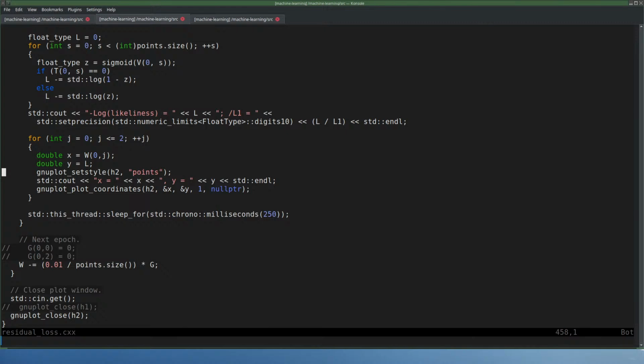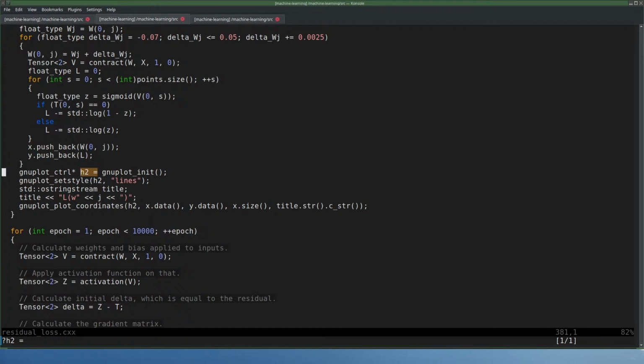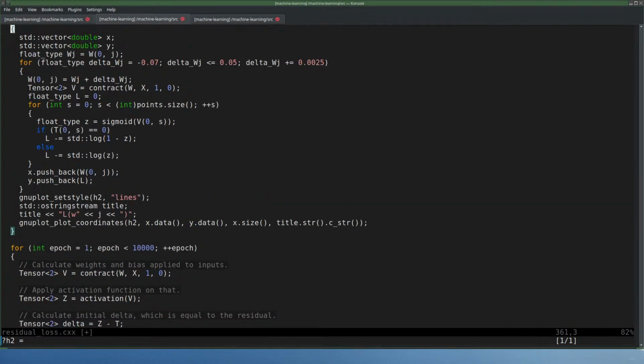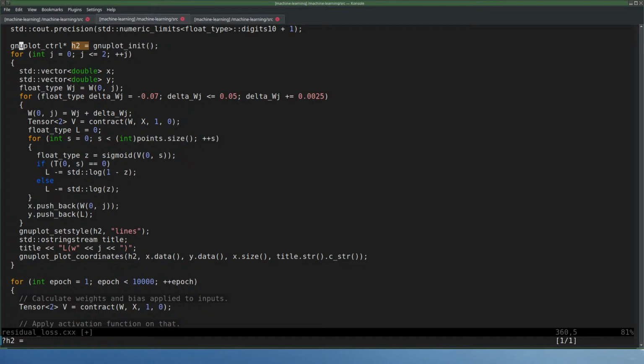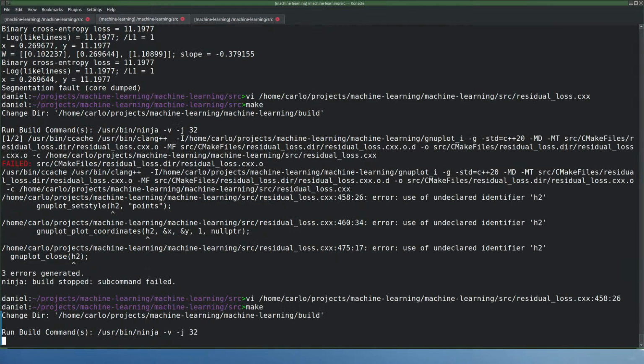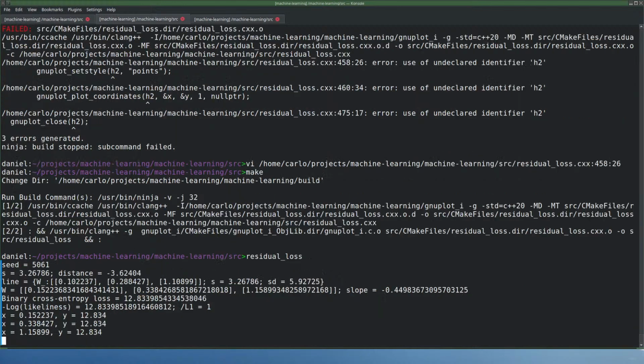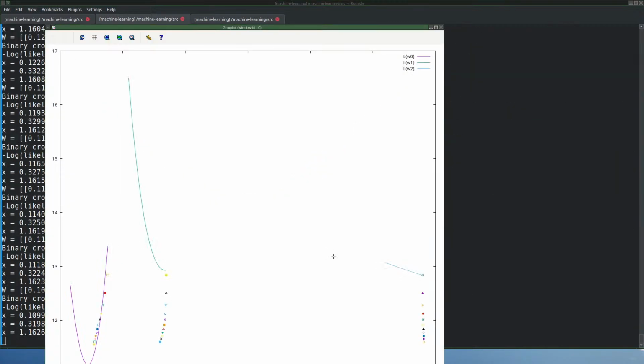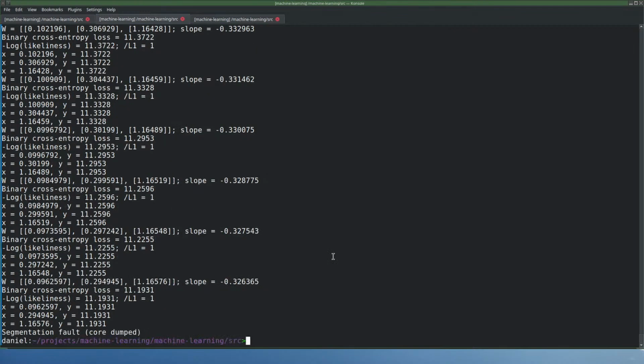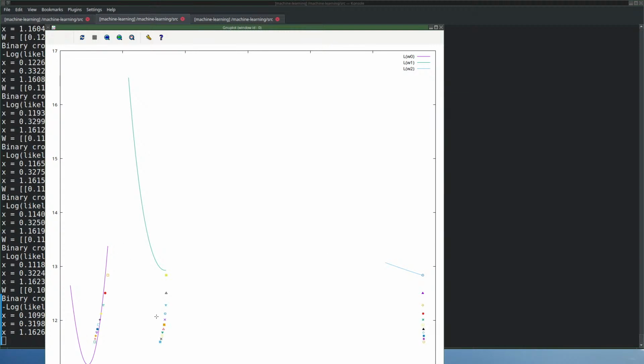Why is H2 not defined anymore? Oh, I put it in a loop. It's all so confusing. So yeah, that was bullshit. It was the same Y value everywhere. But I did get all three, yeah, kind of.